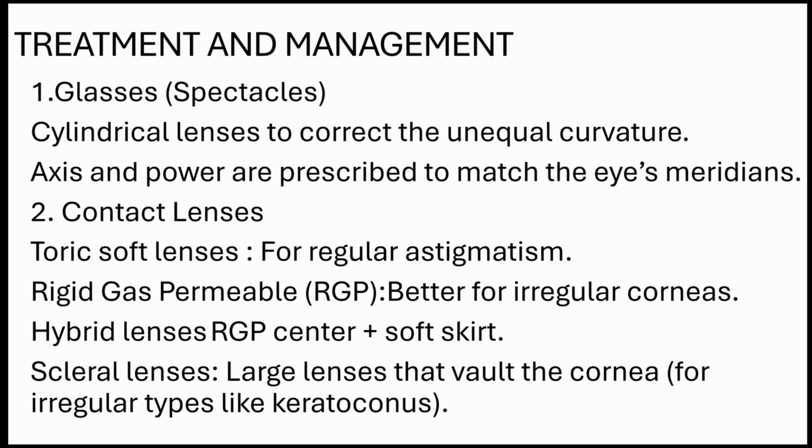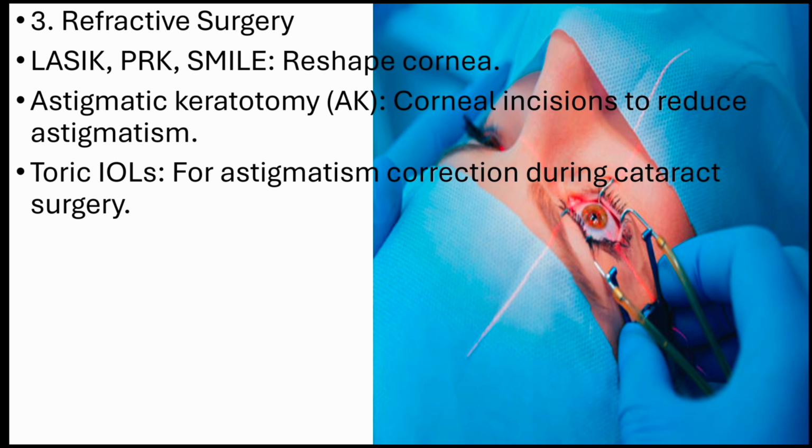Here the treatment and management. First option is spectacles to correct the cylindrical lens axis and power, and in contact lenses we use toric soft lenses, RGP lenses, hybrid lenses and scleral lenses. And in refractive surgery we go with LASIK, PRK, SMILE, astigmatic keratotomy and toric IOLs. And if astigmatism is untreated in children, it may lead to amblyopia and it can affect academic performance and visual development.